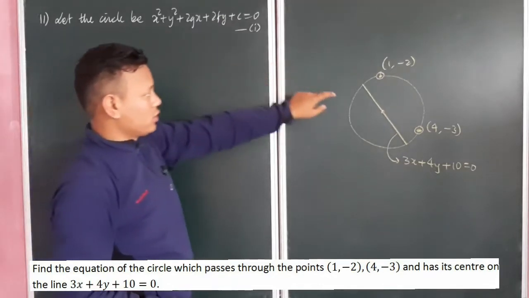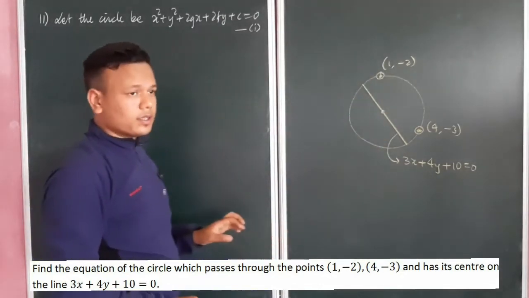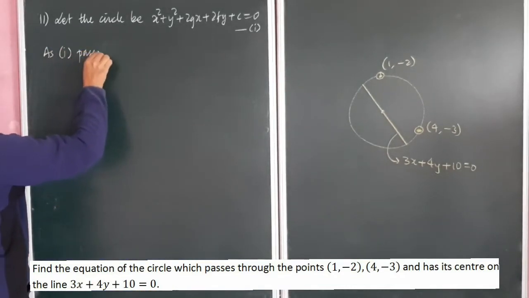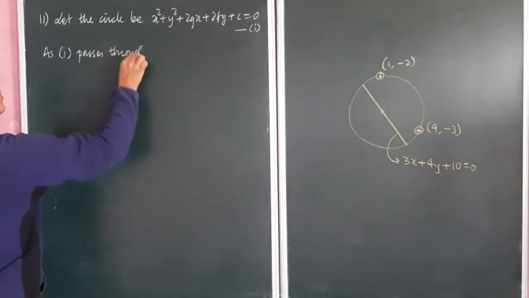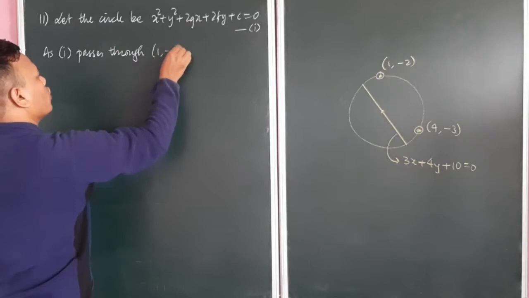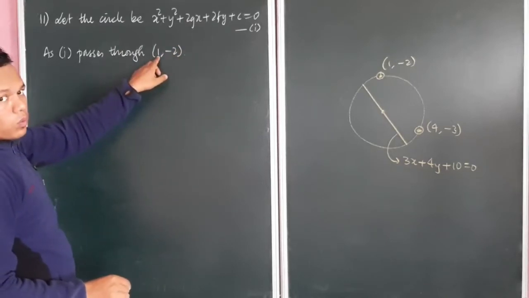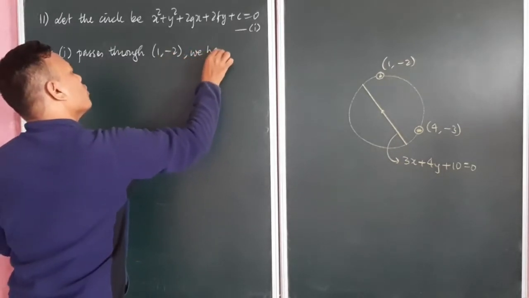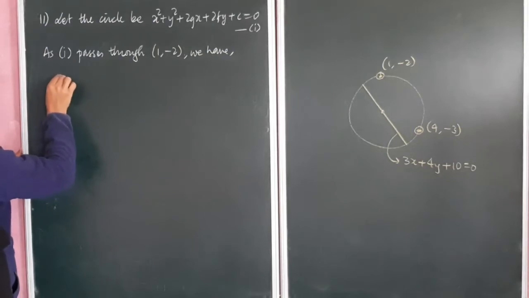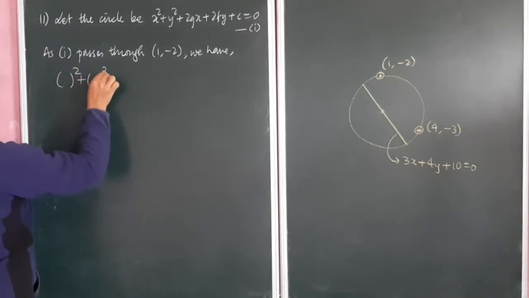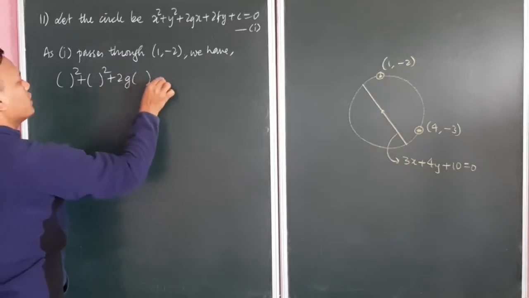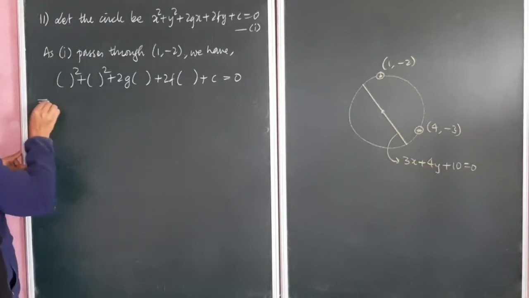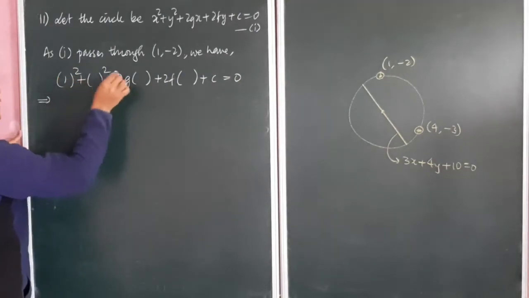Now this circle passes through (1, -2). So instead of x I can write 1 and instead of y I can write -2, in x square plus y square plus 2gx plus 2fy plus c equals 0. Let's see what kind of equation we get. What is x? x is 1, y is -2.